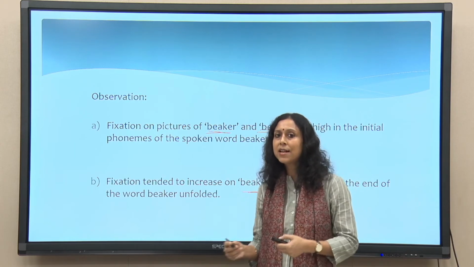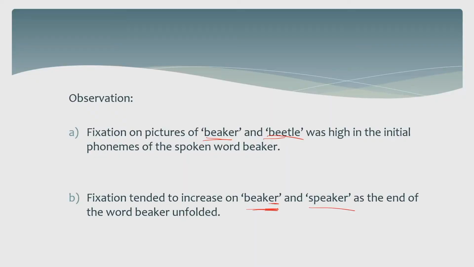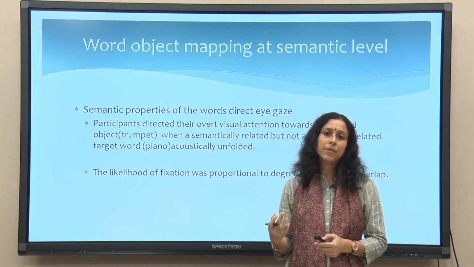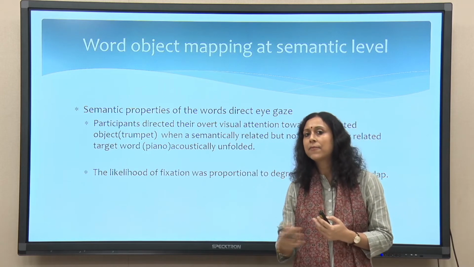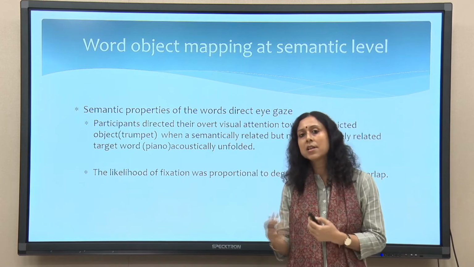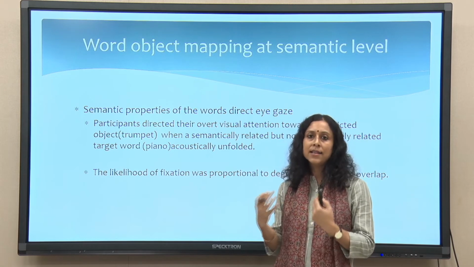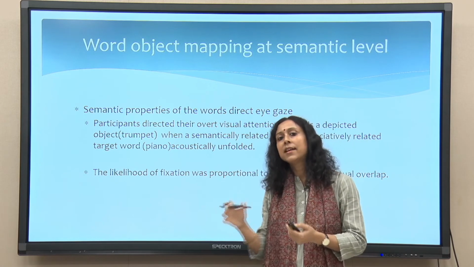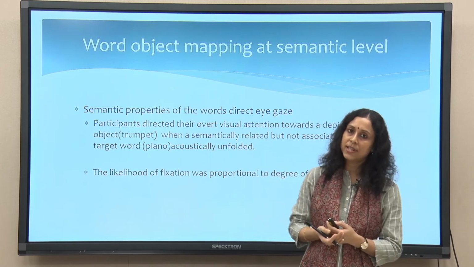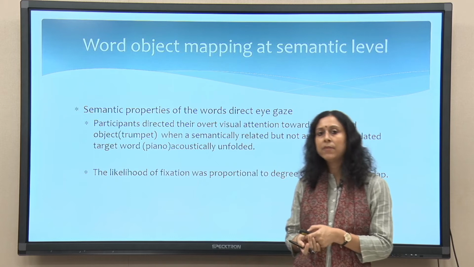The participants still look at the speaker, because the final phonemes of these two words are similar. So, this is remarkable, and all this happens within a remarkably short span of time. This is what we mean by word object mapping at the phonological level. Because there is a similarity of sound between these objects that are displayed, the eyes go and scan and take information from all the possible cohorts, all the possible similar objects, before finally settling down on beaker.